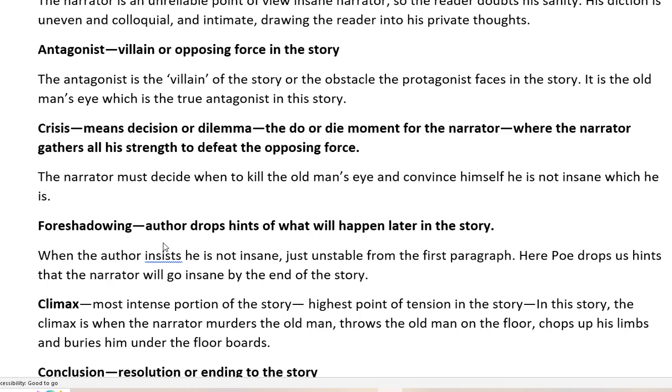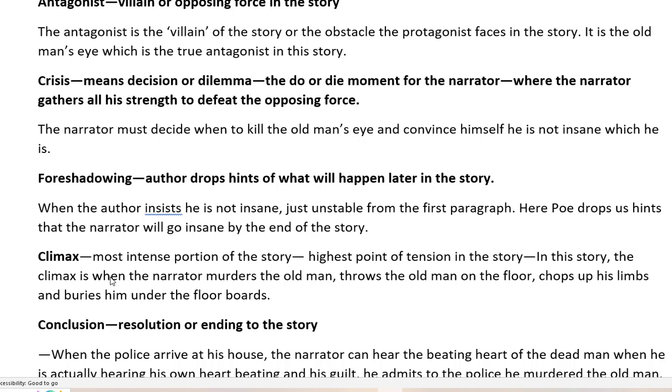Foreshadowing. Foreshadowing is when Edgar Allan Poe, the author, drops hints to the reader of what will happen later in the story. So from the very beginning of the story, the narrator says, I'm not insane. I'm just unstable, but I'm not insane or crazy. So right from the very first paragraph, Poe drops us hints that the narrator will go insane by the end of the story. So foreshadowing is when the author drops hints of what will happen later in the story.